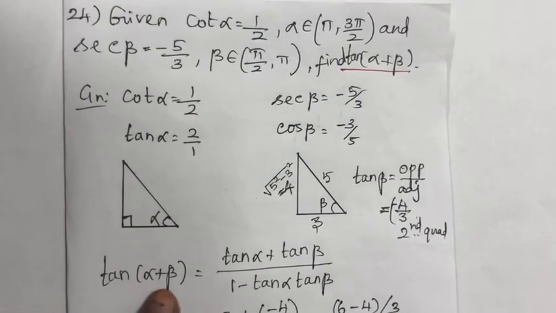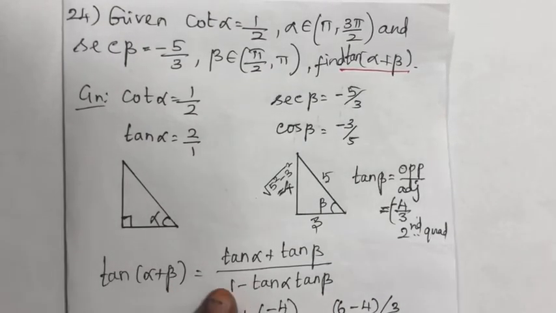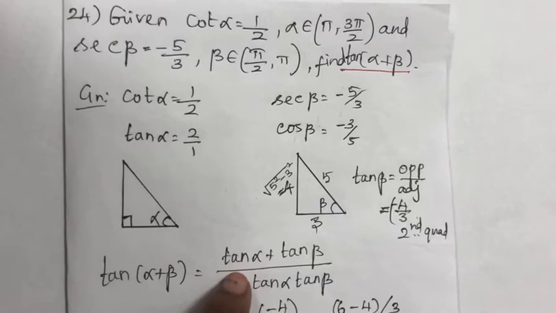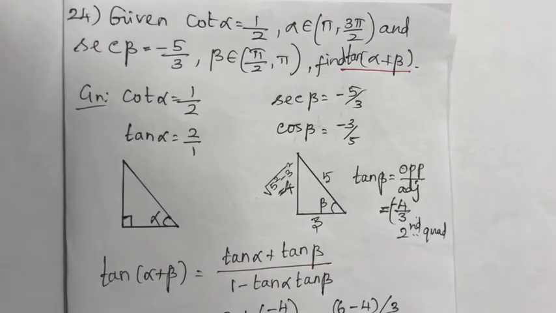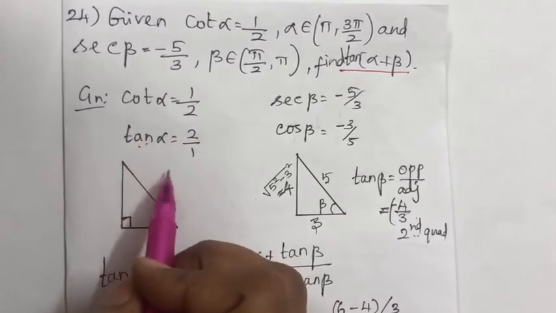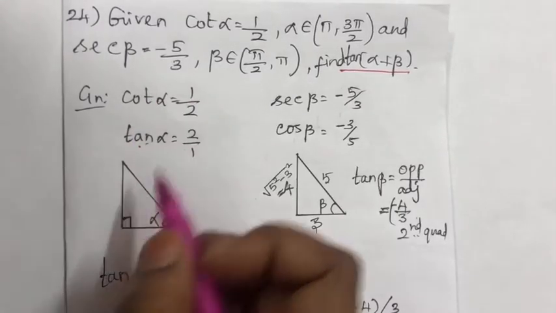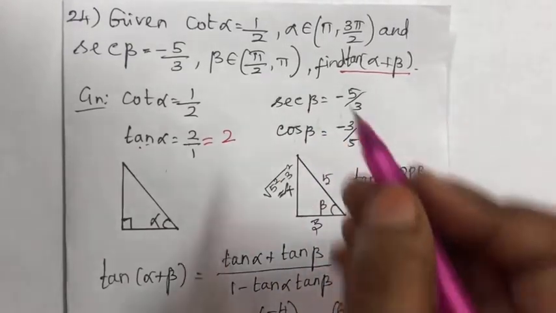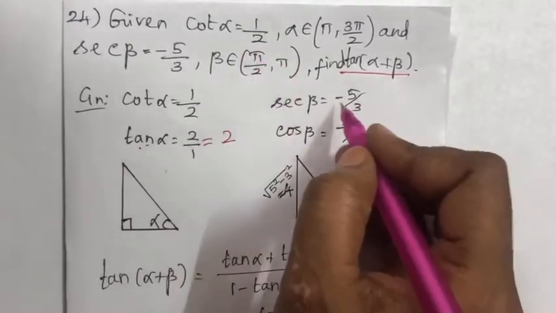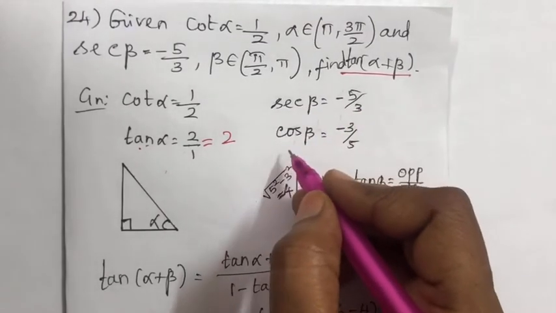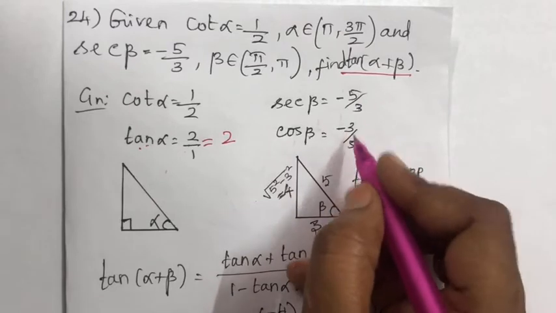What is the expansion of tan(alpha plus beta)? Tan alpha plus tan beta divided by 1 minus tan alpha tan beta. We need the value of tan alpha and tan beta, isn't it? So, what is tan alpha? Reciprocal of cot alpha. So, it is 2. We have to find tan beta. Secant beta we have, that is minus 5 by 3. So, its reciprocal is cos beta. Cos beta equal to minus 3 by 5.